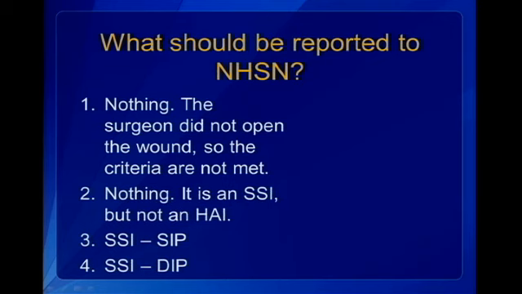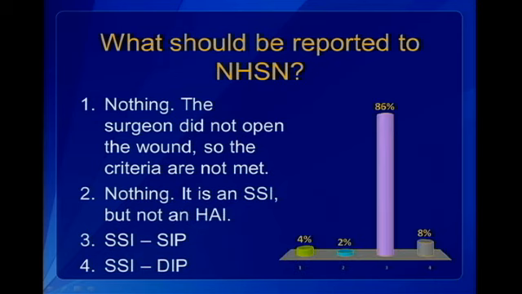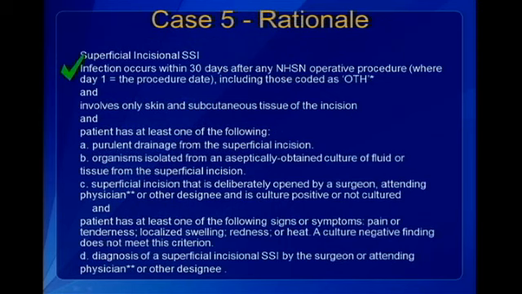You can look back at the case. I'll give you about 10 seconds, lots of votes coming in. All right. You guys are good. Superficial incisional primary, and we'll go through this so you can see why. It happened within 30 days. It was only the skin and the subcutaneous tissue, and you had purulent drainage at that trocar site. It was superficial. And there was an organism that was cultured, obtained, and was positive.